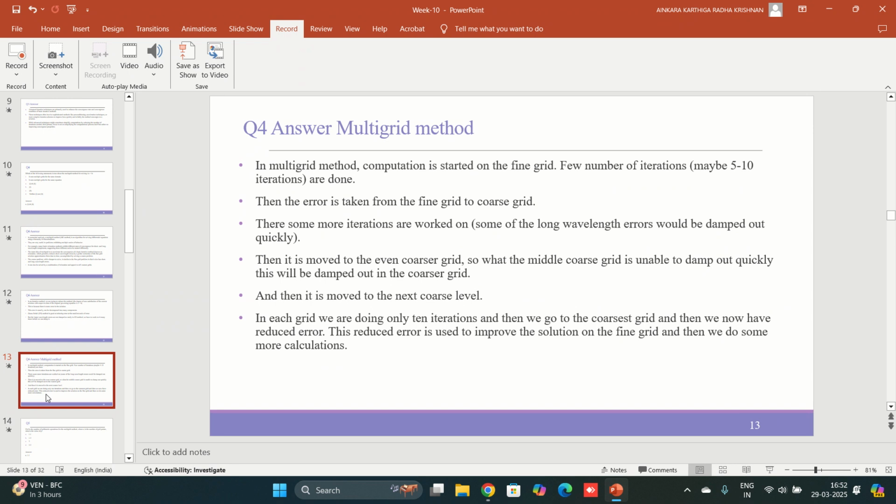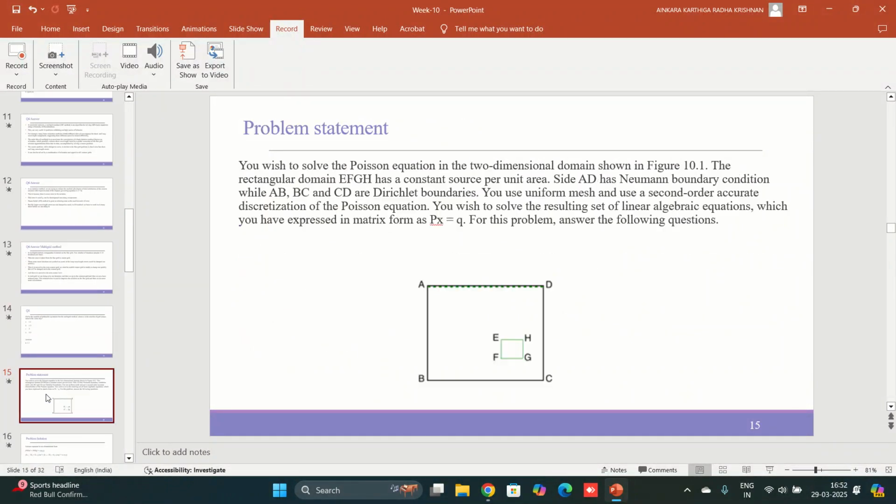So we are just solving the same equation in all the domains. I mean in all the grids, not in domains. Same domain, same equation in all grids. Just it will be beneficial in damping out the large wavelength errors and small frequency errors. High frequency error can be damped out in fine mesh itself. So that is why we are going for multigrid method. So that we have seen.